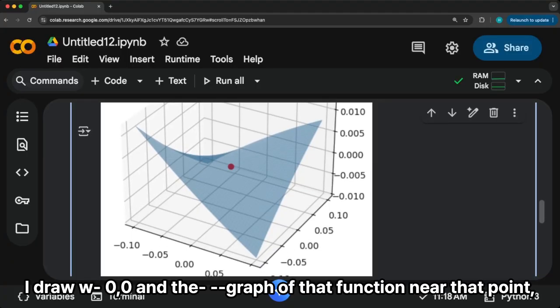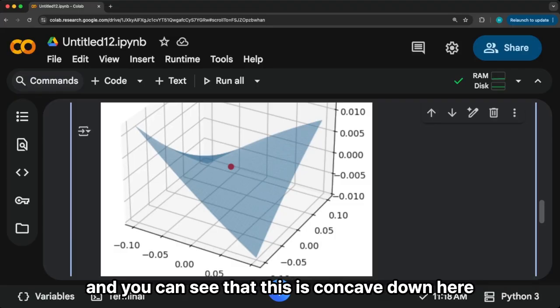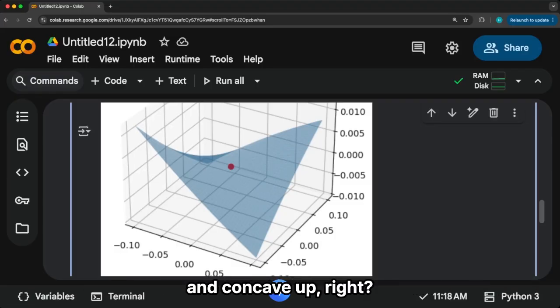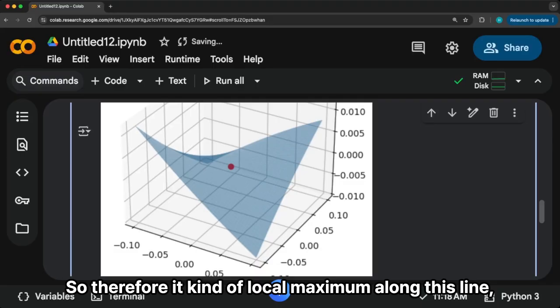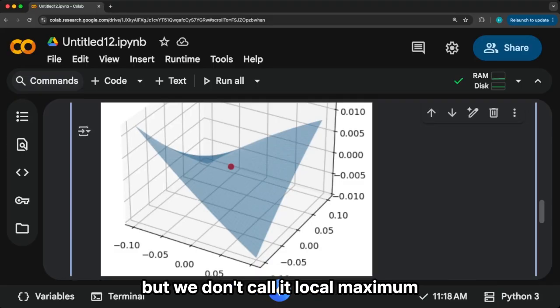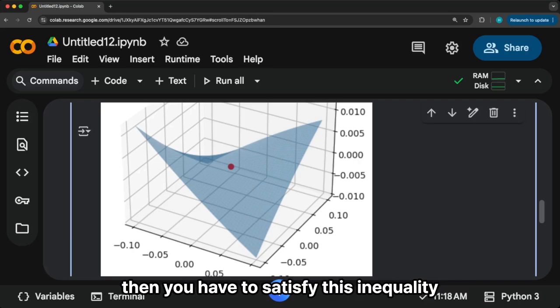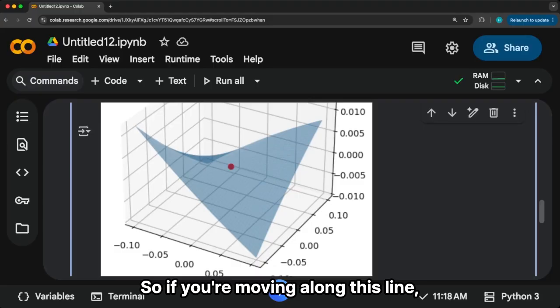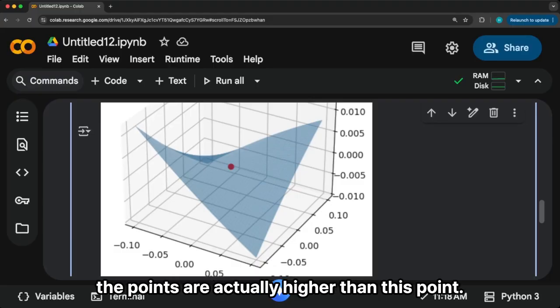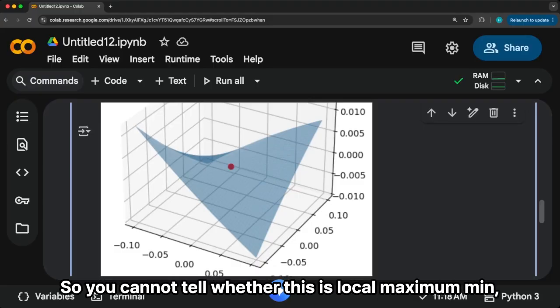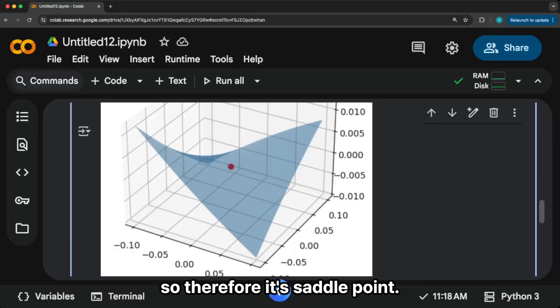Now you can see that this is actually settled. So I draw 0, 0 and the graph of that function near that point, and you can see that this is concave down here and concave up, right? So if you move along this line, the value of the function decreases, so it's kind of a local maximum along this line. But we don't call it a local maximum because whenever you say local critical point, you have to satisfy this inequality for every point near that point. So if you're moving along this line, the points are actually higher than this point. So you cannot tell whether this is a local maximum or minimum. Therefore it's a saddle point.